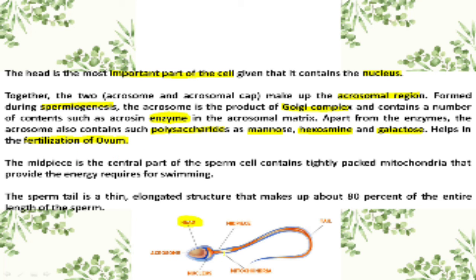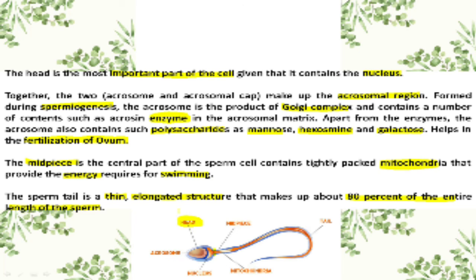The middle piece which you can see is the central part of the sperm cell, and the mitochondria are present there, and they provide energy for the motility of the sperm, because sperm is a highly motile structure. So for that, energy is required, and the energy is provided through the mitochondria present in the mid piece. Now this is the tail of the sperm, which is a thin elongated structure. It makes up 80% of the entire length of the sperm. Sometimes a centriole is also seen in the structure of the sperm, located here, and that centriole is there for the formation of the flagellum of the sperm.